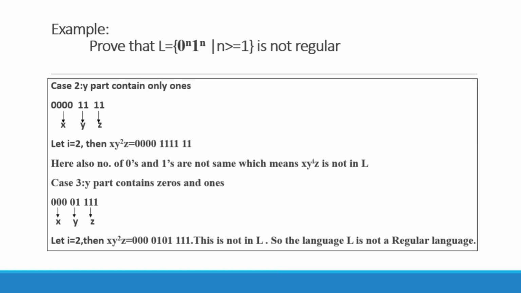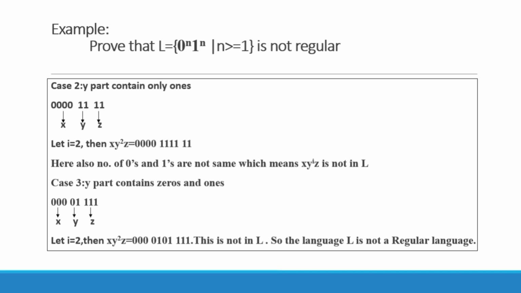Next, case 2. The y part contains only ones. Here I am splitting xyz. x contains 4 zeros, y contains 2 ones and z contains 2 ones. Let i = 2, then xy^2 z = 0000 1111 11. That is, x contains 4 zeros, y contains 4 ones and z contains 2 ones. Here also the number of zeros and ones are not the same, which means xy^i z is not in L.